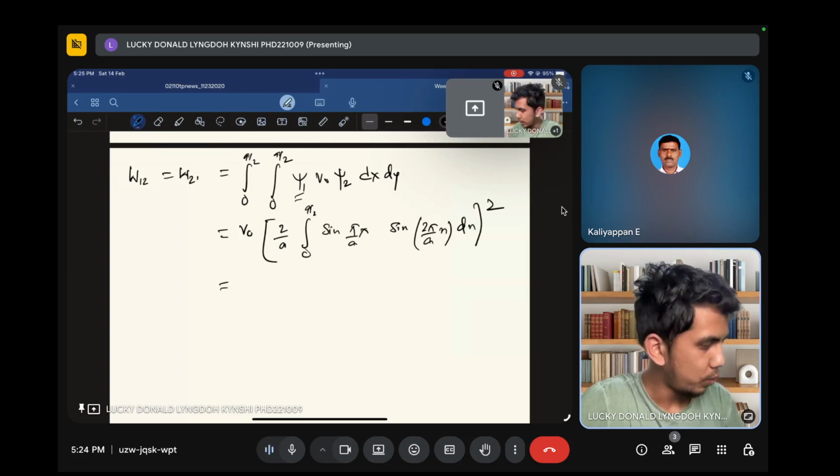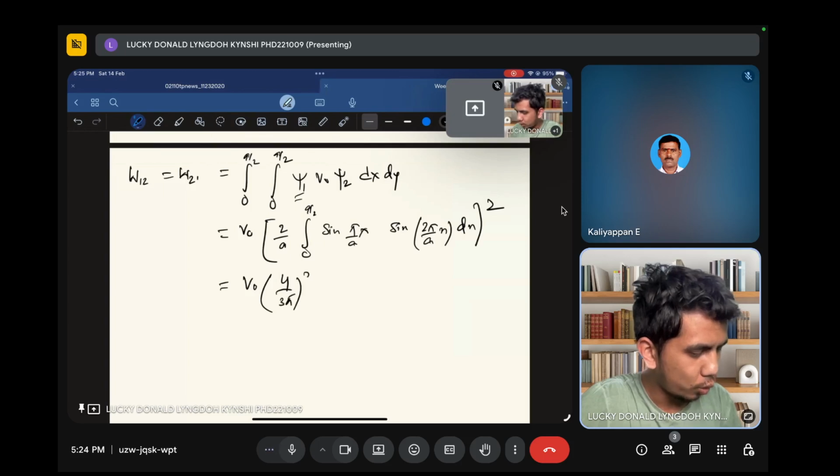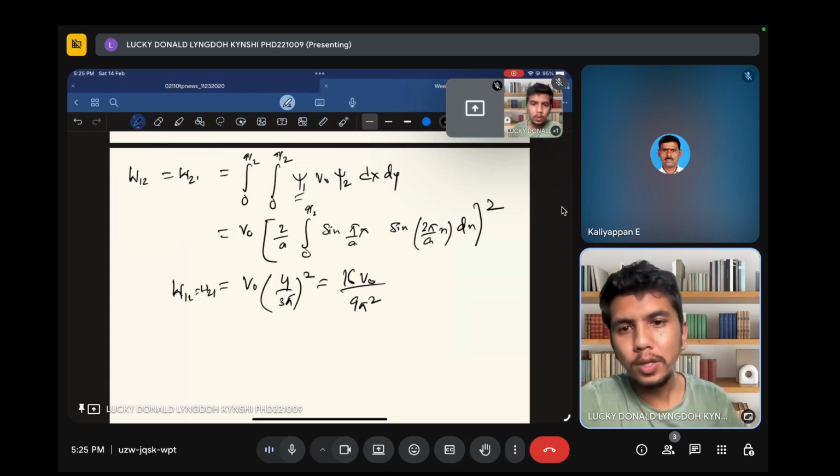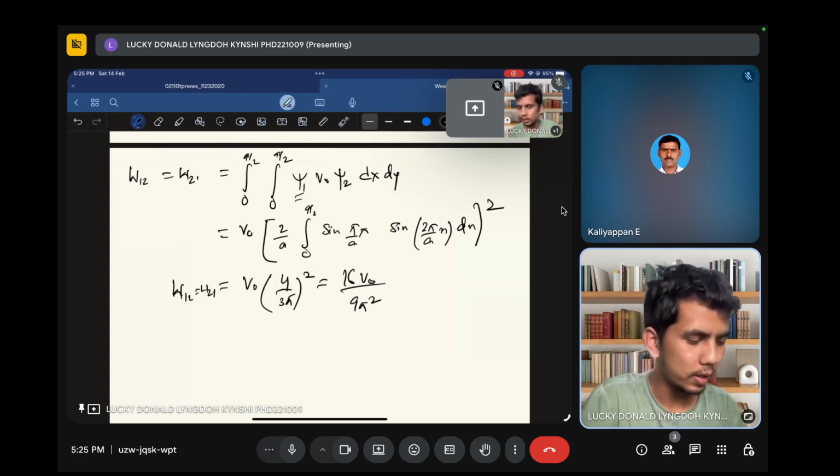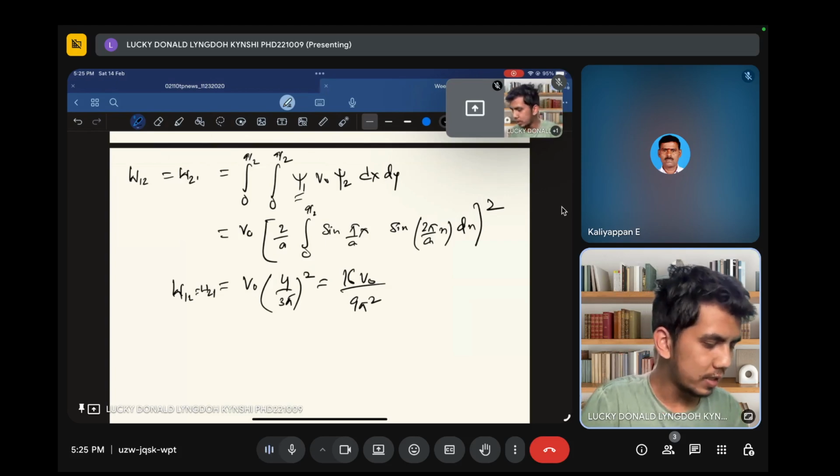And you will get this integration to be V naught, 4 by 3 pi whole square, which is equal to 16 V naught divided by 9 pi square, W12, which is equal to W21. Psi 1 and psi 2 I have already given, so this is just a standard integration. So you will get 16 V naught divided by 9 pi square.